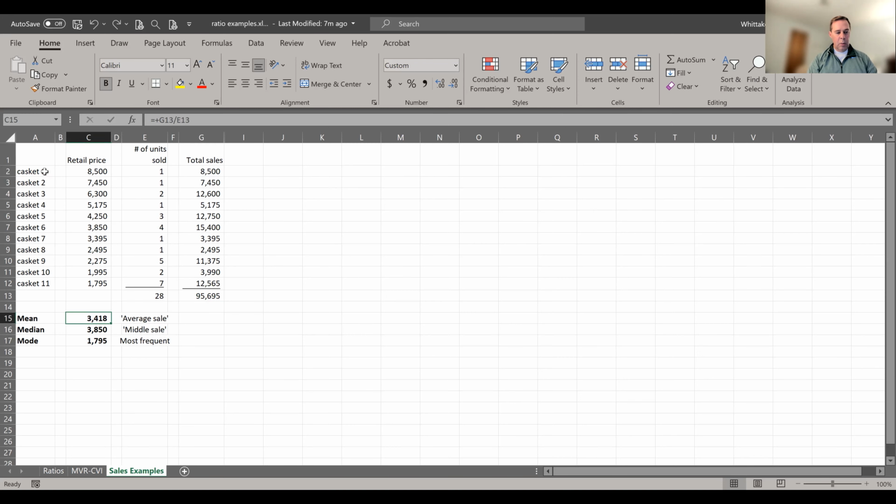The middle sale would be the casket that falls in the middle. With 11 caskets being sold, it would be the number 6. So you'd have 5 that are above it and 5 that are below it, and this is right in the middle. So the median right now is 3,850. We happen to sell 4 of those as well, but that doesn't really have anything to do with the median. Then the mode is the one that's sold most frequently, and that's down here. This casket was sold 7 times, so the mode would be 1,795 for the most frequent.